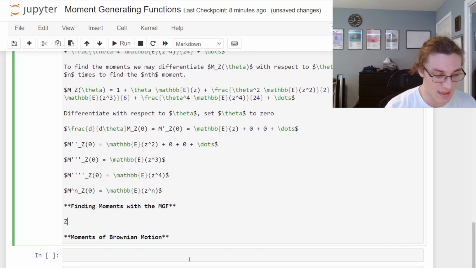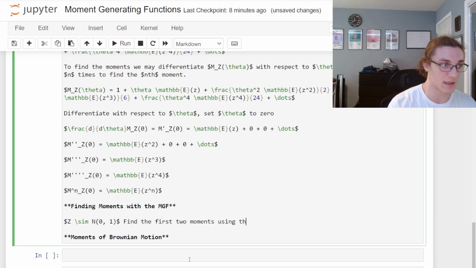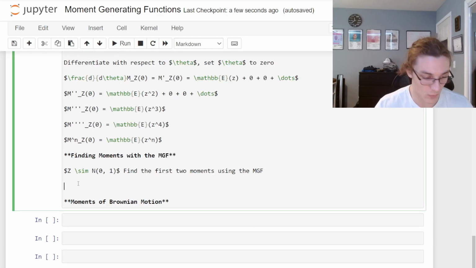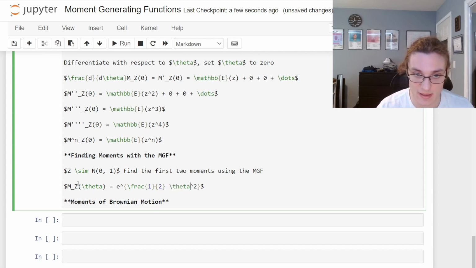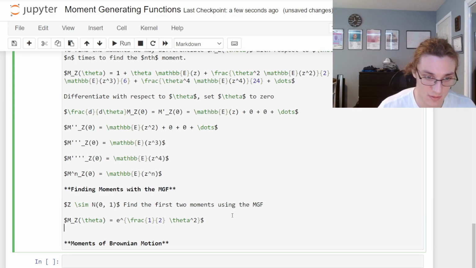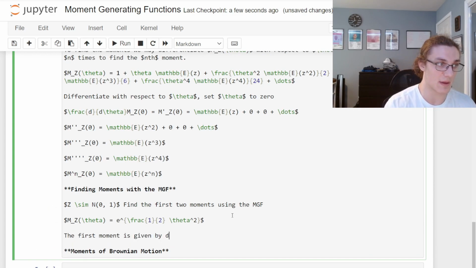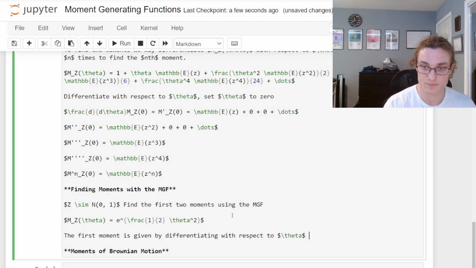So let's start off basic. If z is distributed normally with mean 0, variance 1, then find the first 2 moments using the moment generating function. We know that M_z of theta is given by e to the 1/2 theta squared, as we derived earlier for a standard normal random variable. And we also know the first moment is given by differentiating with respect to theta and setting theta equal to 0.